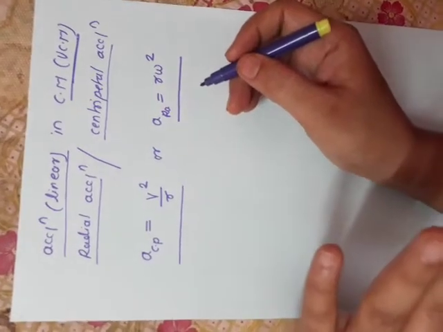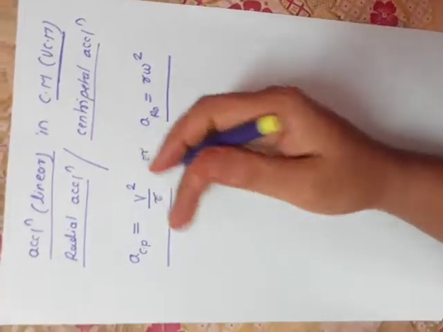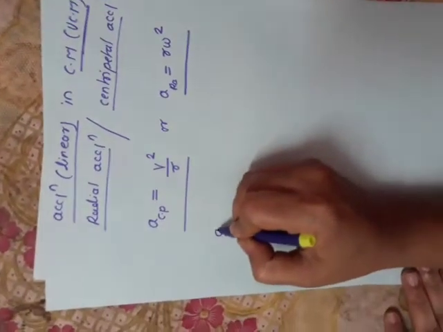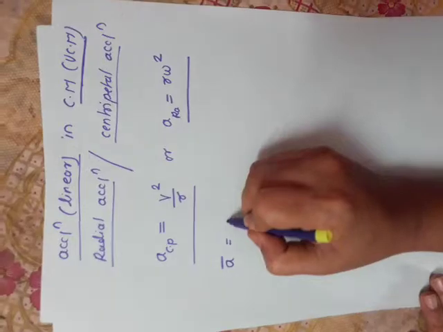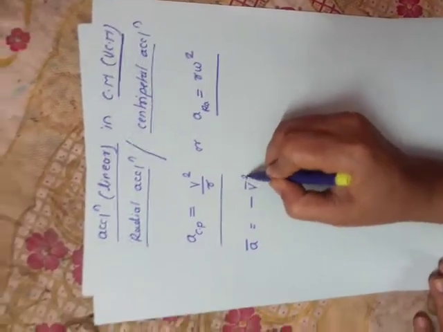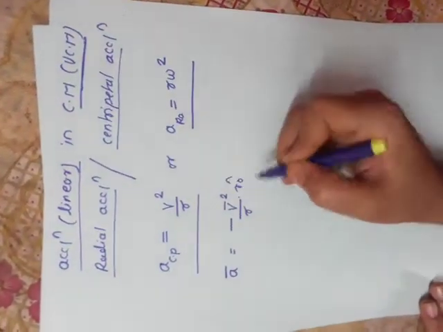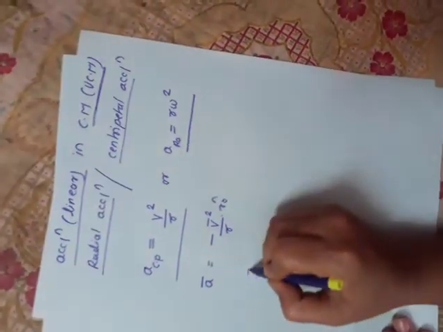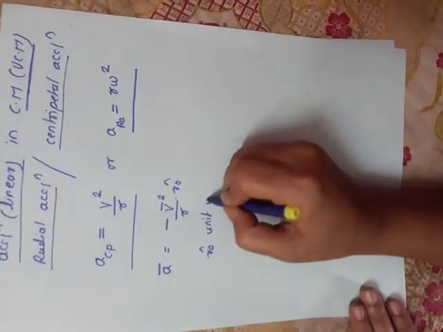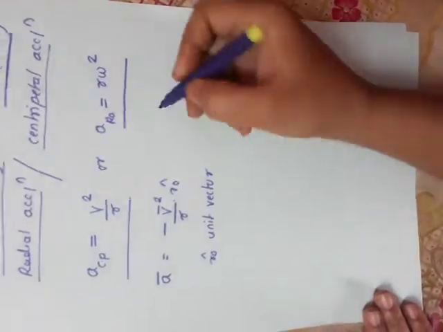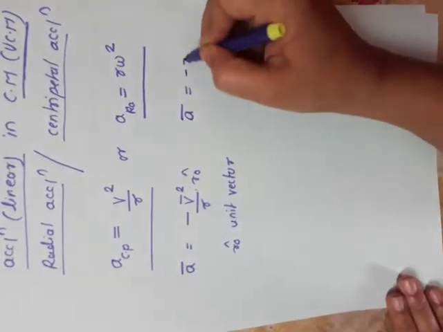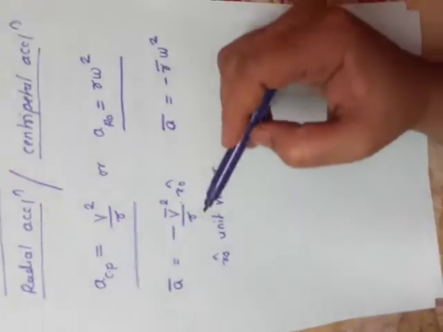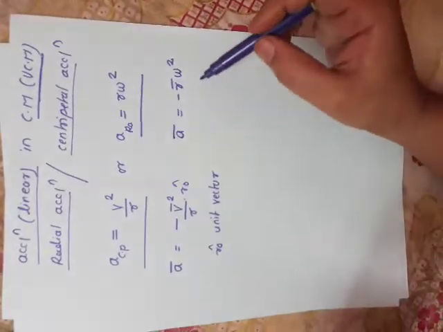Listen carefully. As linear acceleration is a vector, it is written as a bar is equal to minus v square upon r into r0 bar, where r0 is the unit vector in the denominator. In another form, a bar is equal to minus r bar omega square. And now the question is, what is the meaning of the negative sign?